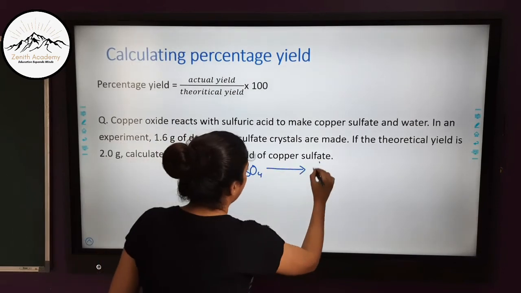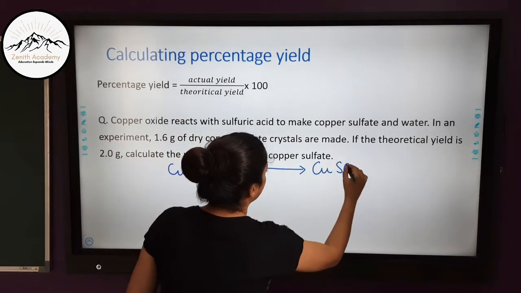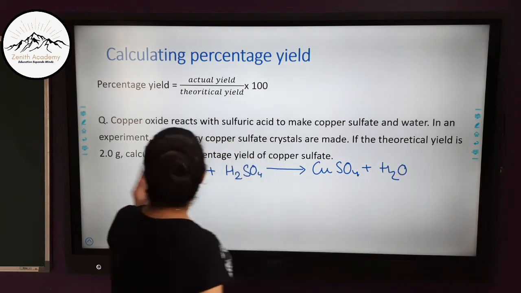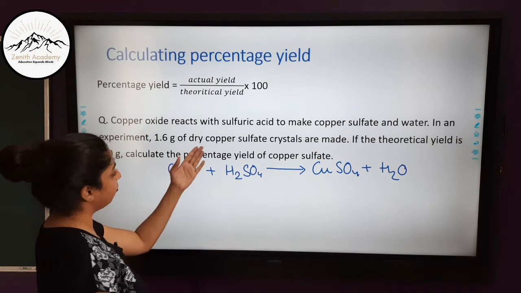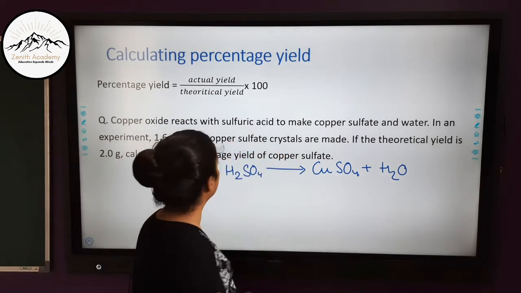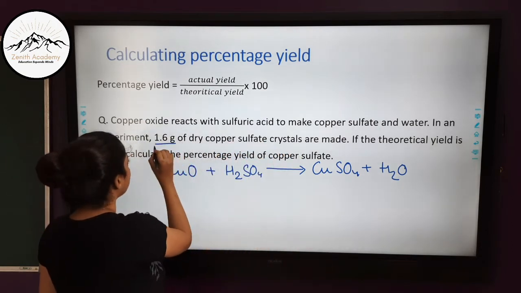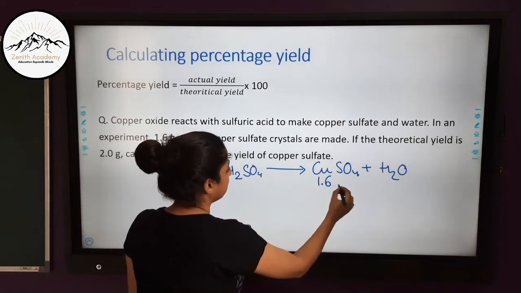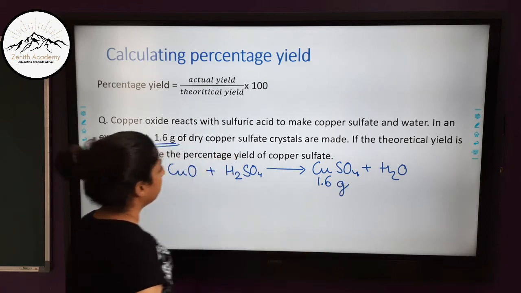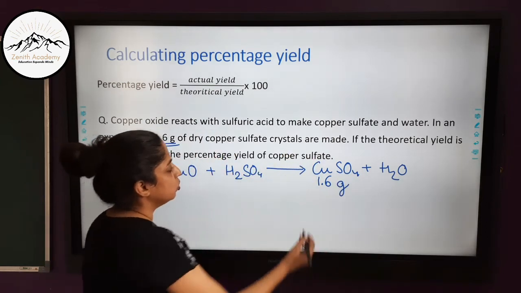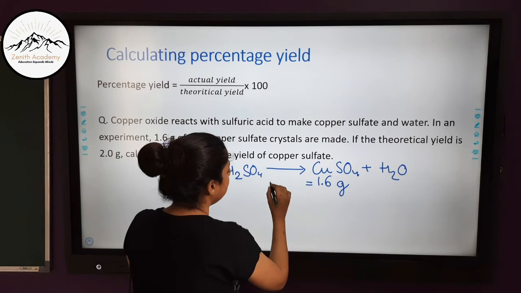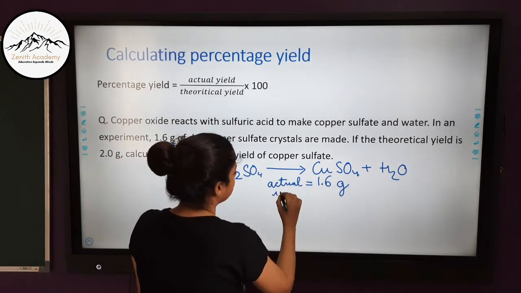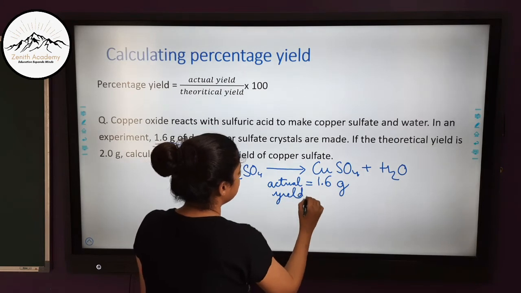To make copper sulfate and water. In an experiment, 1.6 gram of dry copper sulfate crystals are made. So when you are doing the experiment, you are getting 1.6 gram of copper sulfate. So this is the yield. This is the actual yield, because you are getting it in an experiment. So your actual yield is 1.6 gram.